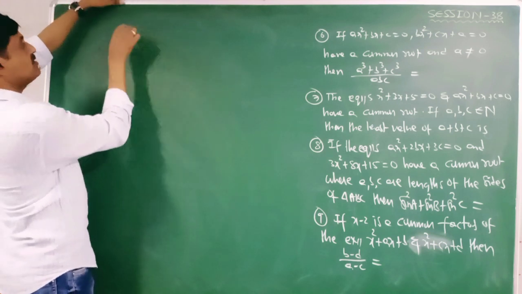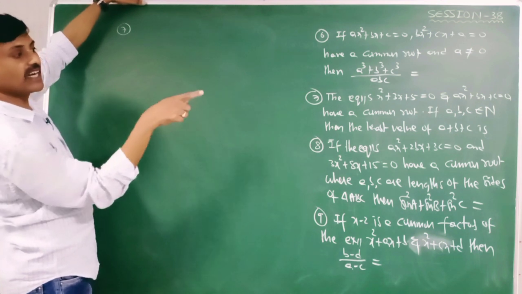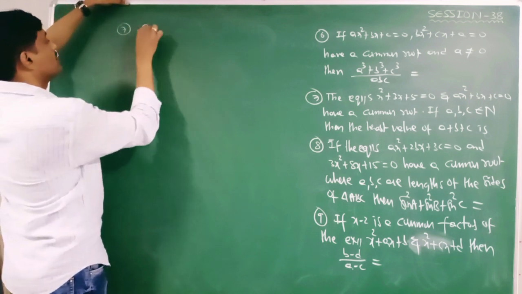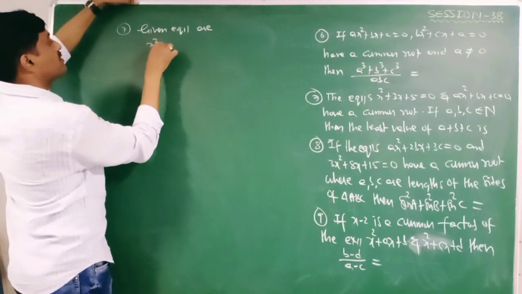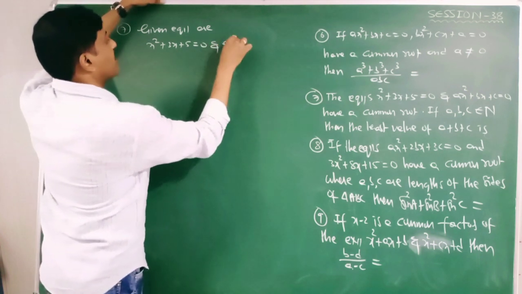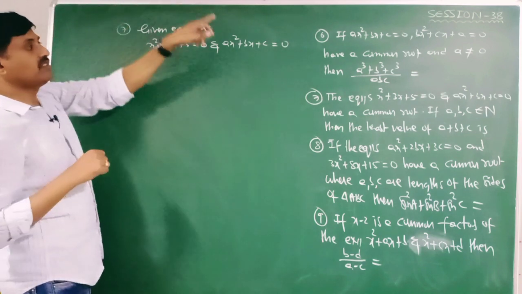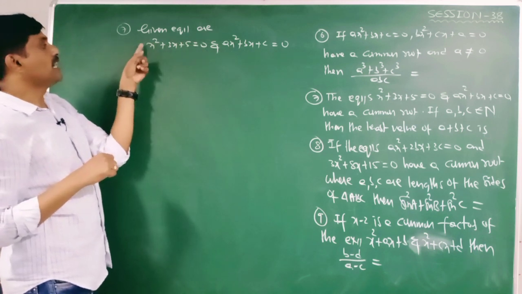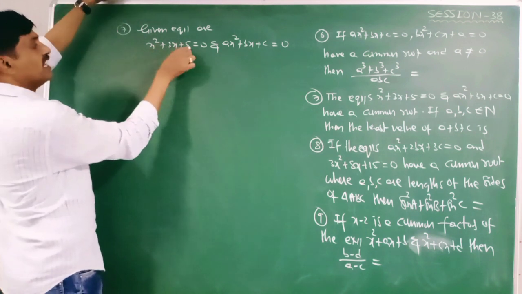Move on to the next question, which is the 7th one. The equations have a common root. If a, b, c are natural numbers, then the least value of a plus b plus c. Given equations are x square plus 3x plus 5 is equal to 0, and another is ax square plus bx plus c is equal to 0. Here the coefficients a, b, c are unknown. Here we have known values: a is 1, b is 3, c is 5. Now we have to find the nature of this equation.